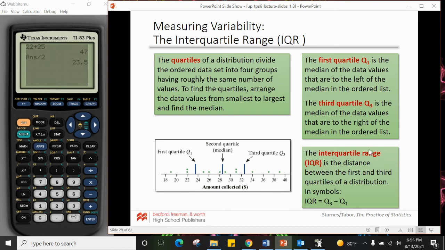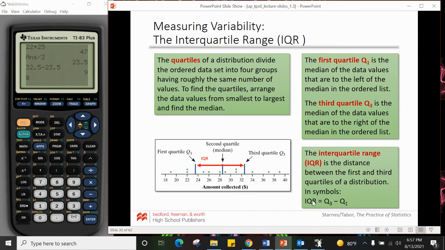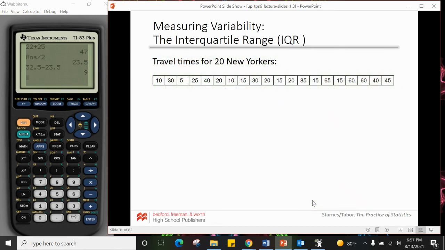The IQR, or interquartile range, is just the distance between the first and the third quartile. So just like range is from min to max, IQR is Q3 minus Q1. And IQR follows the same thing that range does. It is not an interval, it is a singular number. So here, I think it's 32.5. So our IQR is 9 here.